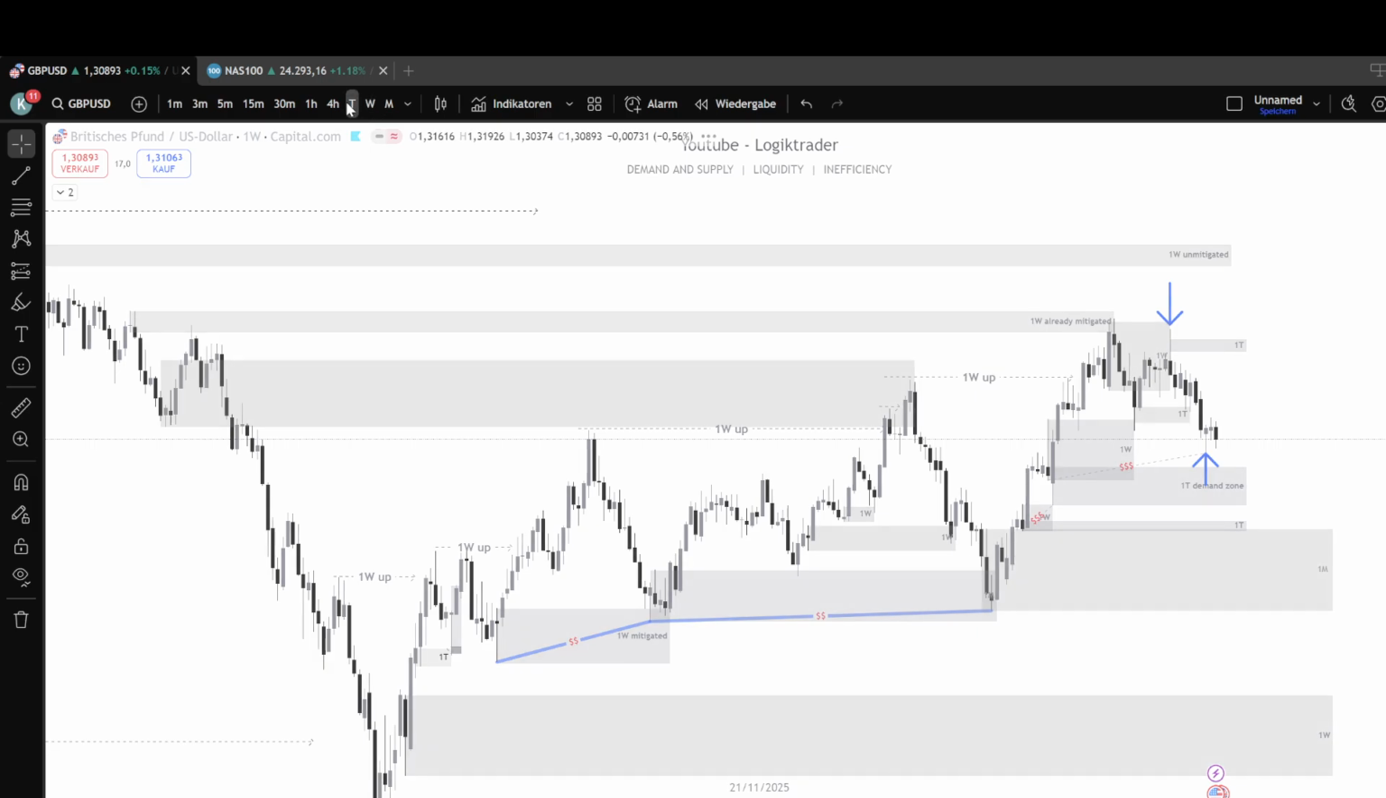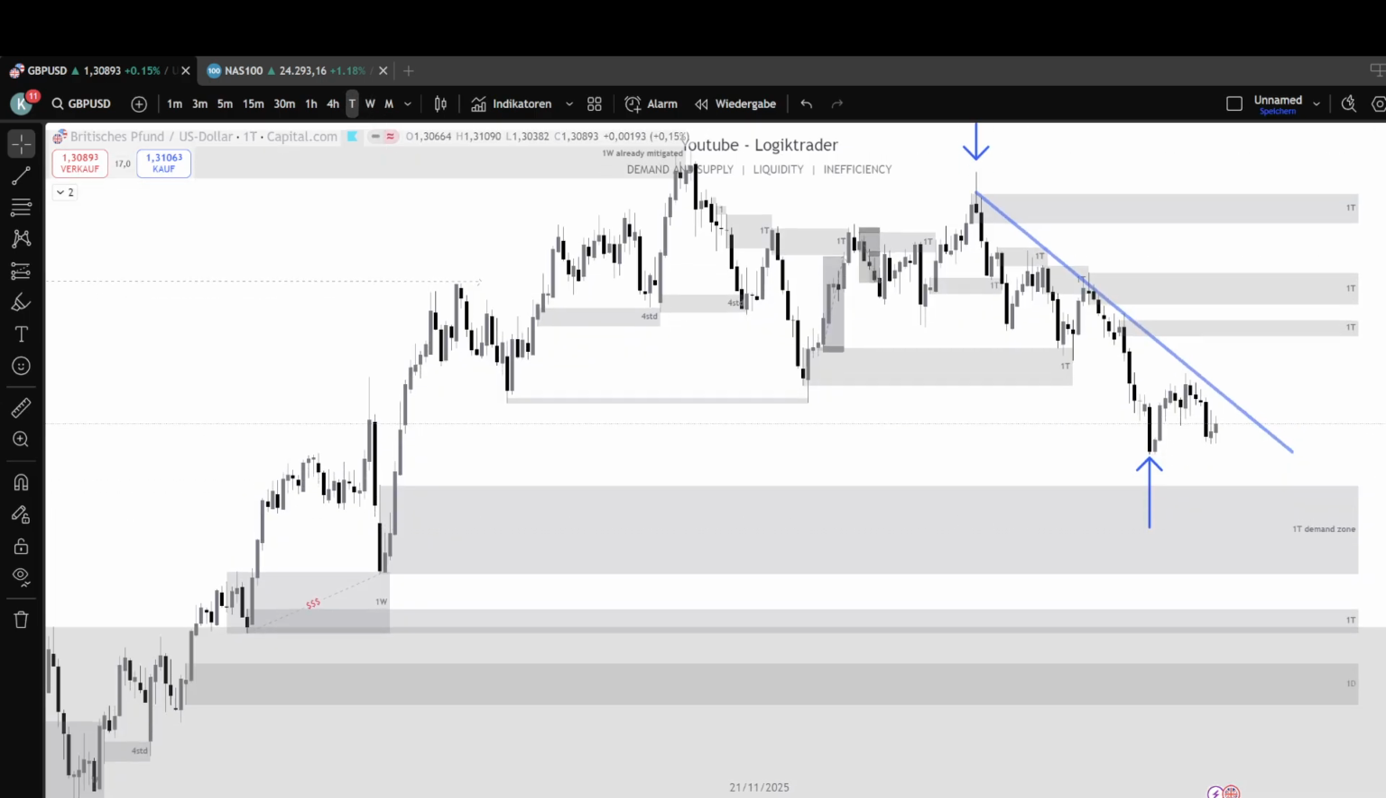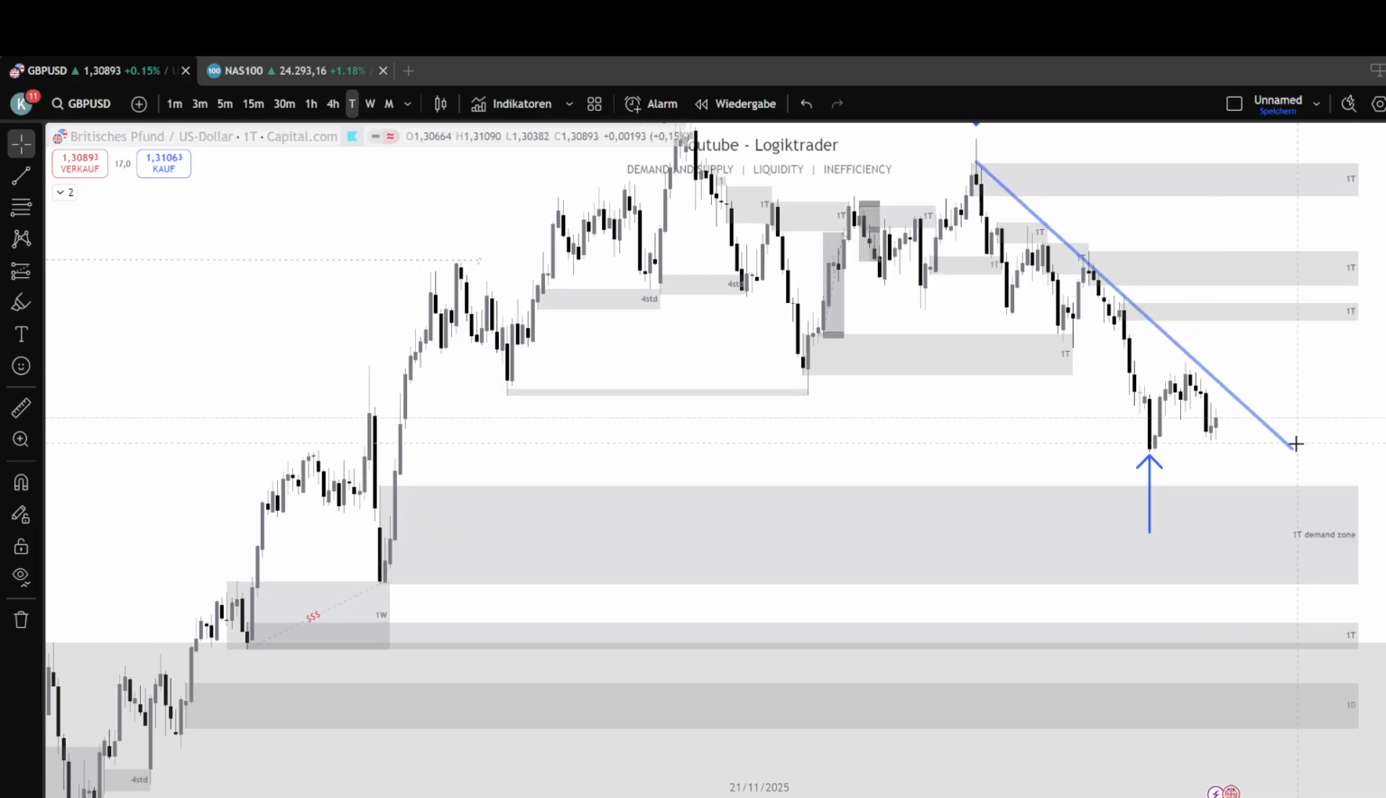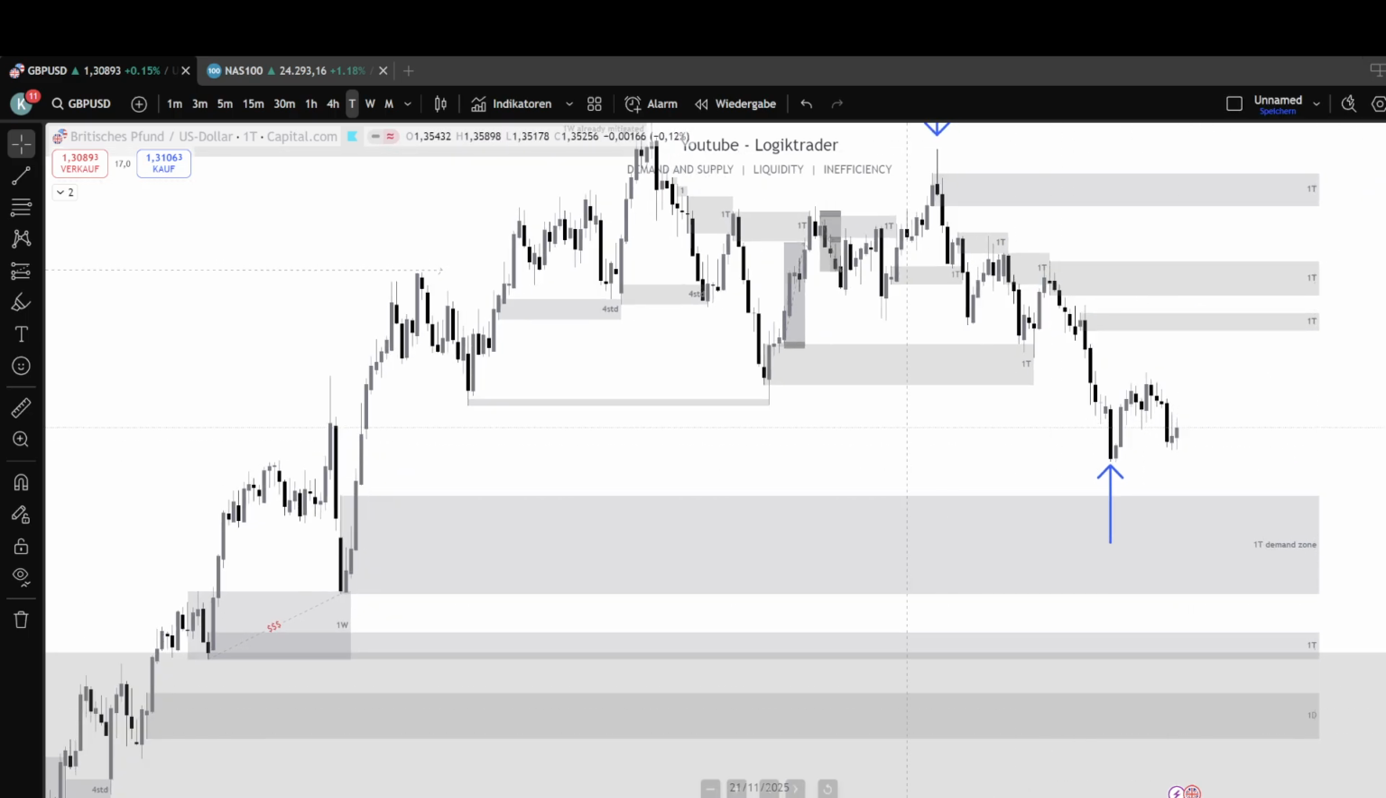Now, let's get to the daily time frame. Being on the daily time frame, this is a trend line. It's not necessary at the moment. Being on the daily time frame, this is that zone in which I'm expecting price to come down and give me a reaction, right? And for price to come down, it has to give us a strong selling momentum.